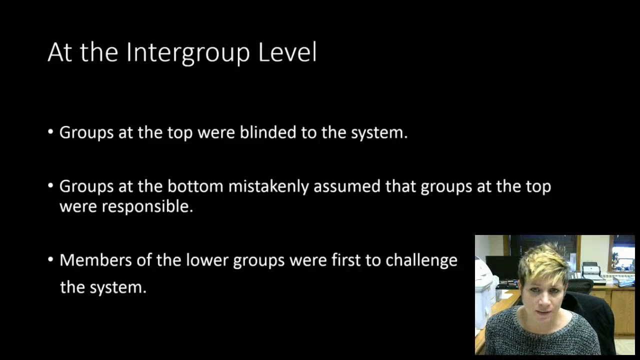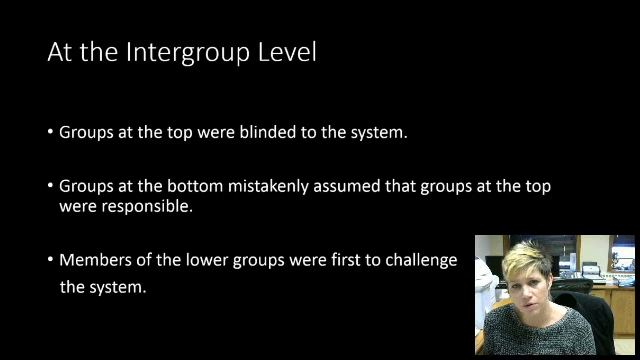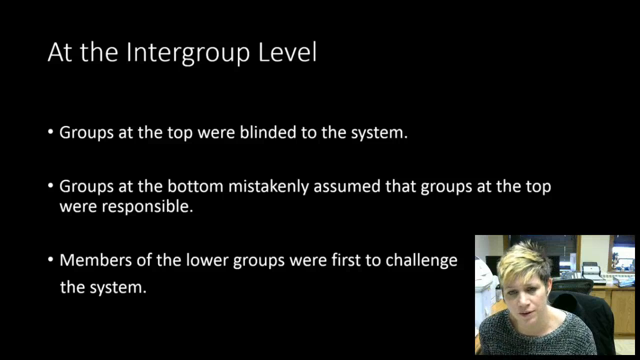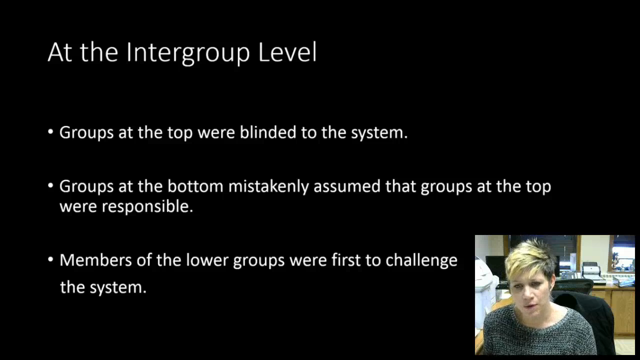Next, the groups at the bottom mistakenly assumed that the groups at the top were responsible. So the groups at the bottom automatically thought that the position they were in was due to the decisions of the groups at the top. And the members of the lower groups were the first to challenge the system, and they found this remarkably consistent throughout the programs that they researched.